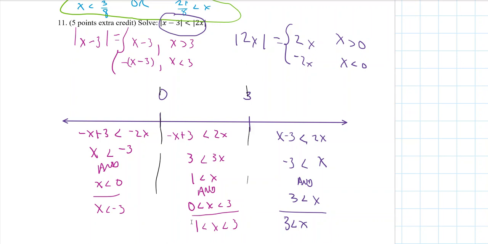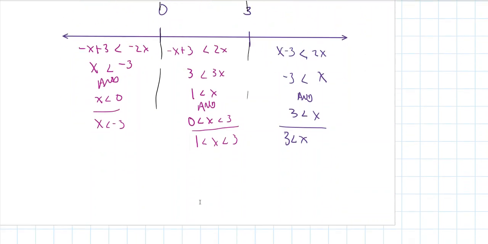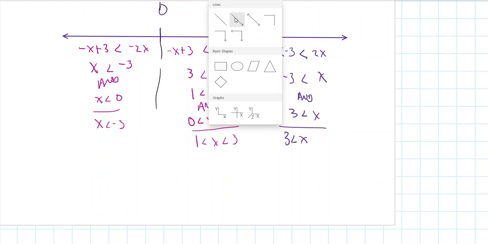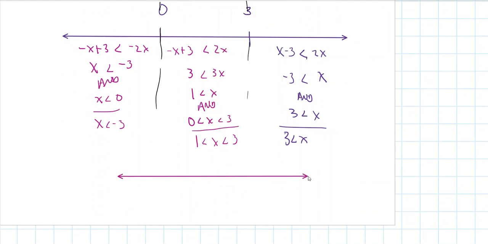So if I put all this together into one answer, I need another number line. We know that greater than 3 works, so there's 3, and everything out here works. And I know between 1 and 3 works, so I know this works. And I know less than negative 3 works, so that works. And then I just have to check the endpoints.